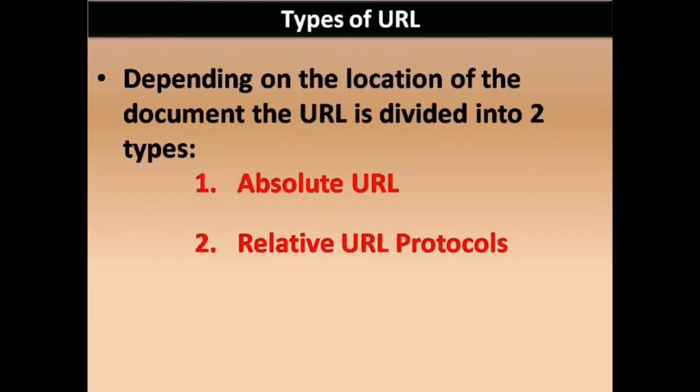In today's video, we are going to discuss the two types of URL depending on the location of the document. Location of the document means where the document is stored, whether it is inside the local server or it is stored in a web server, that is on the internet. So depending upon the location of the web document, URL is divided into two types. The first one is absolute URL and the second one is relative URL.